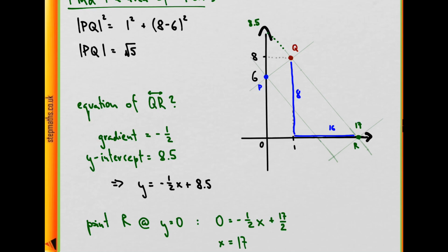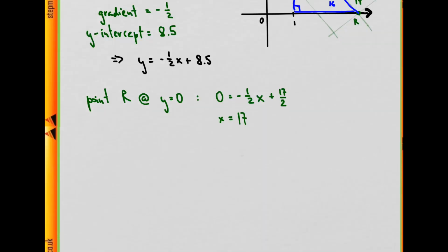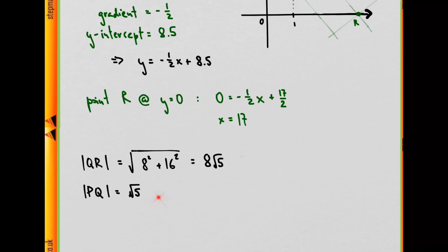And so we can use this right-angled triangle to calculate the length of QR using Pythagoras. So it's 8 squared plus 16 squared, and the square root of that is 8 root 5. This is just the Pythagorean theorem for the hypotenuse. Here's just a reminder of what PQ was. So that's the length of the other side.